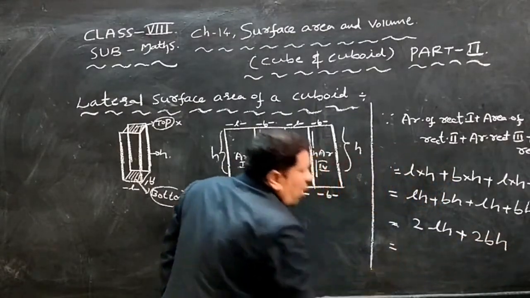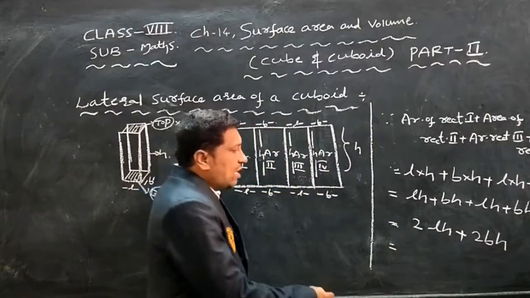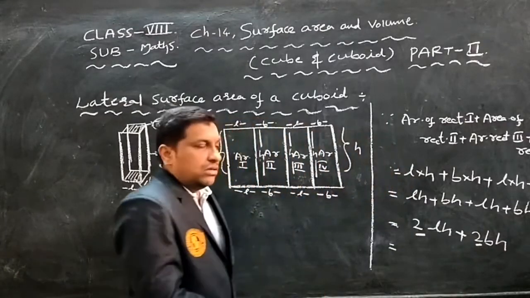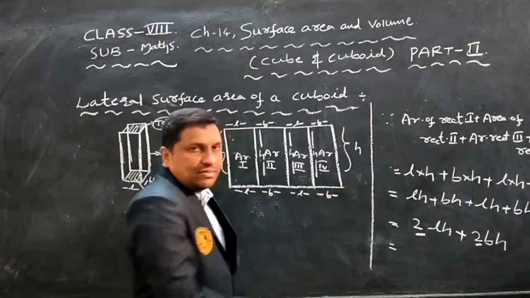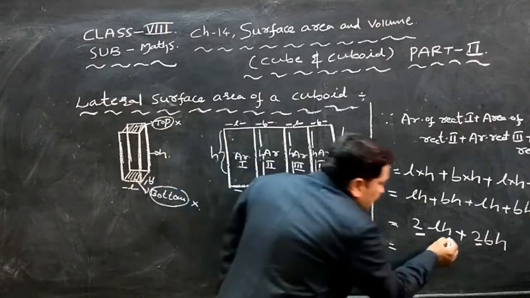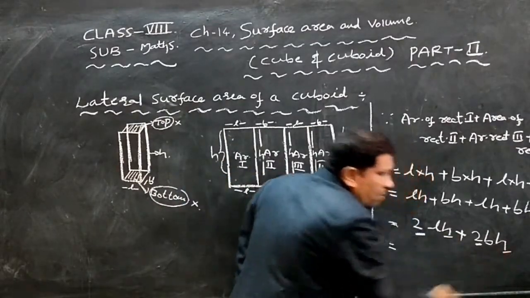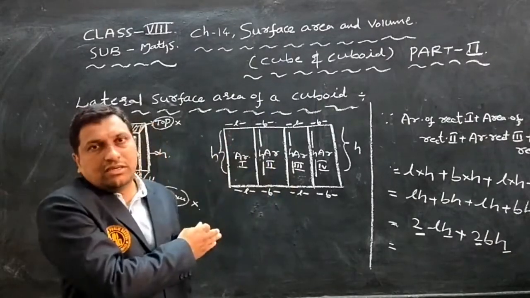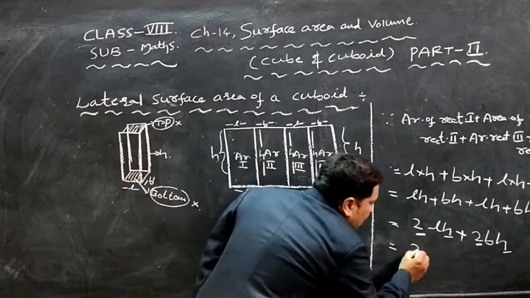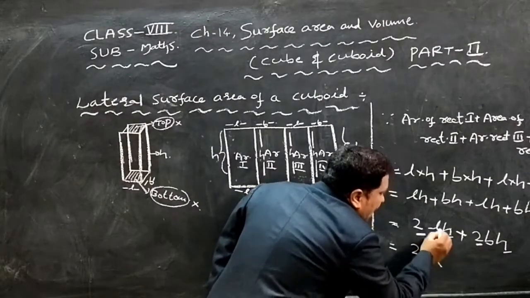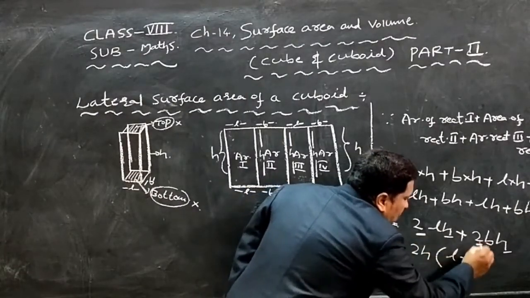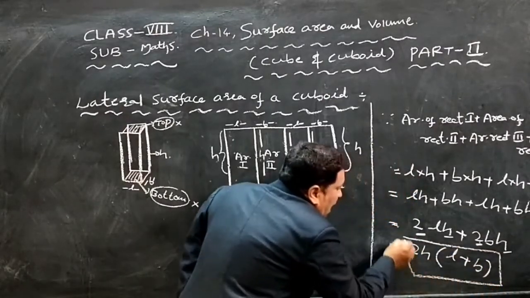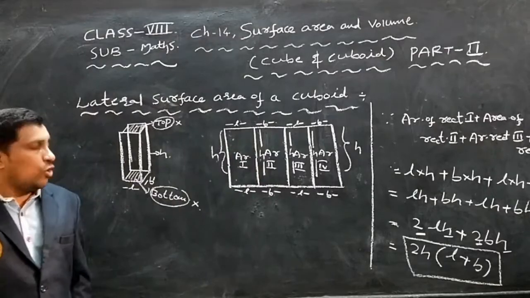Here, what is common? 2 is common, it is in both terms. Next, H and H is also common. So we have to take 2H outside. Taking 2H outside, what is remaining here? L plus B. So this is the lateral surface area of a cuboid.